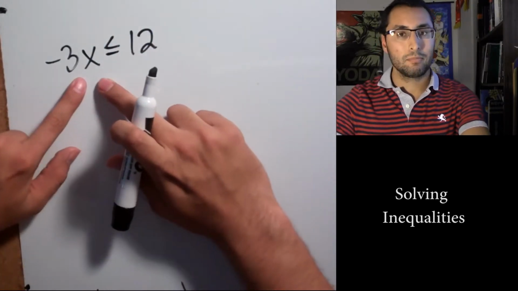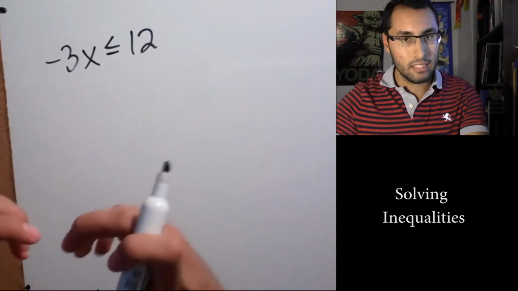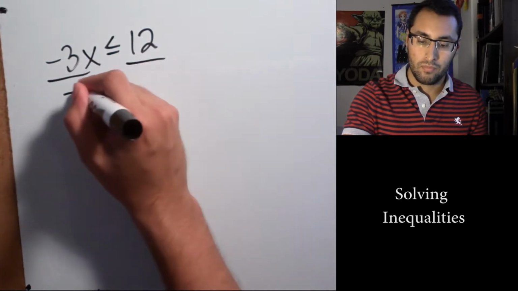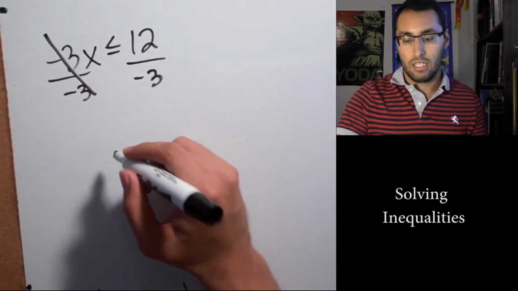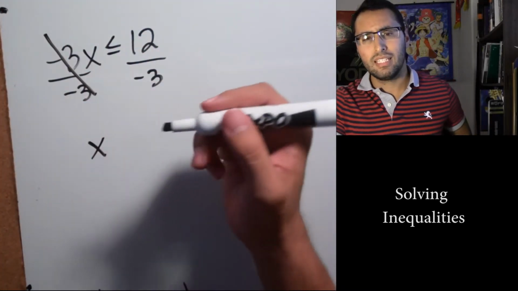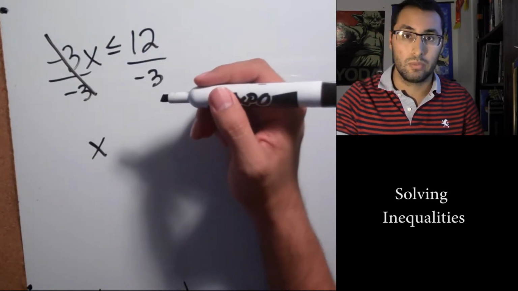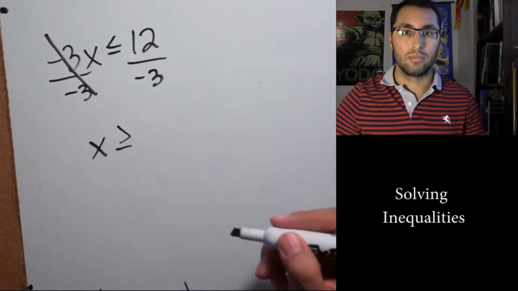Okay? Well, to get x by itself, I would get rid of this negative 3. Well, they're right next to each other, so that means they're multiplying. So I'm going to do the opposite. I'm going to divide both sides by that number, which is negative 3. This cancels out. We have x is, and since I divided by a negative, that's one of the key things with inequalities, this less than or equal to becomes greater than or equal to.